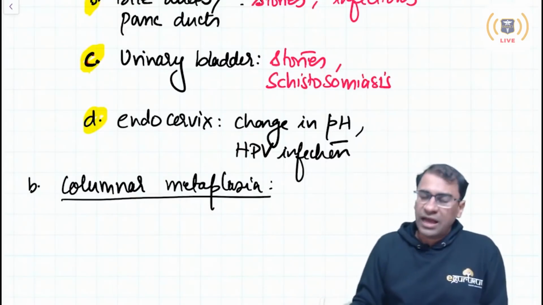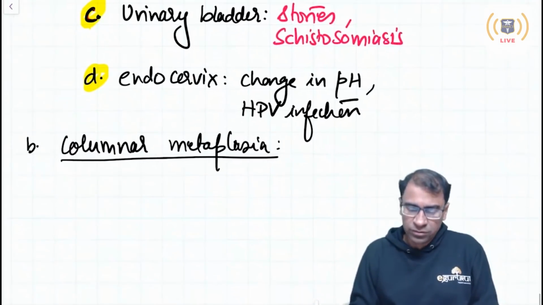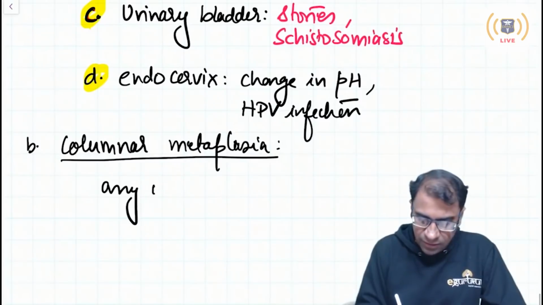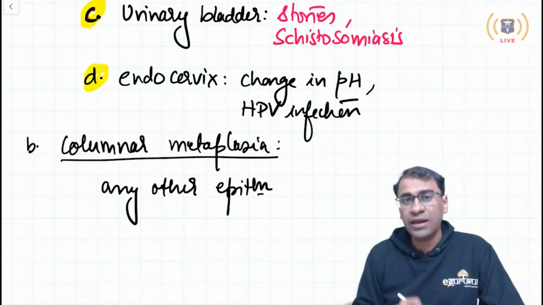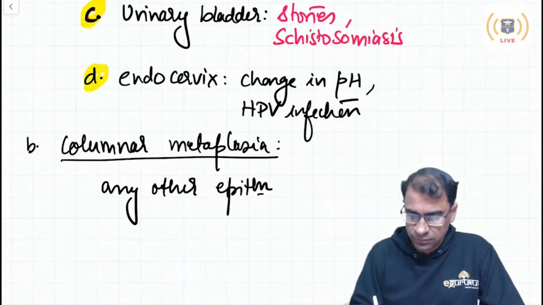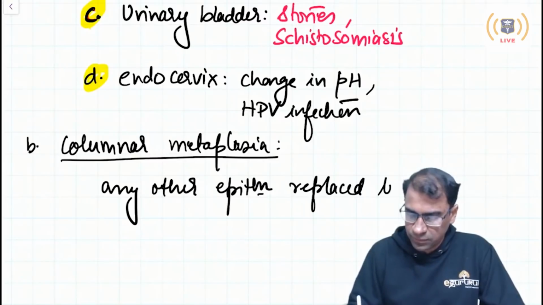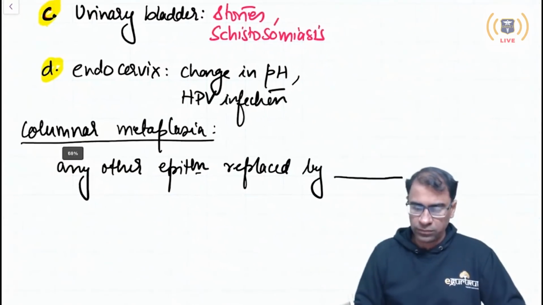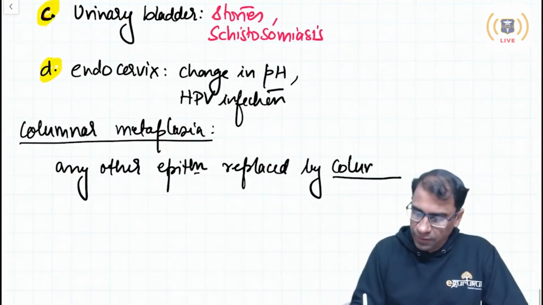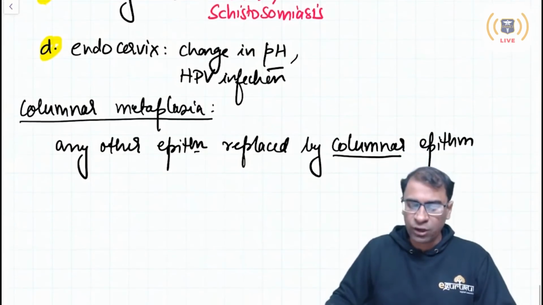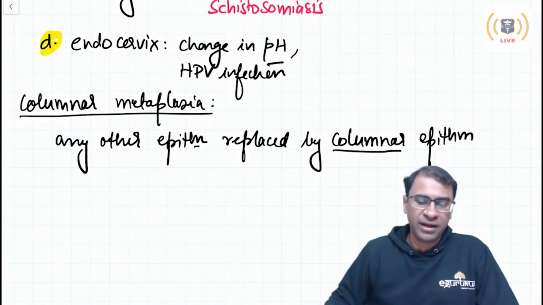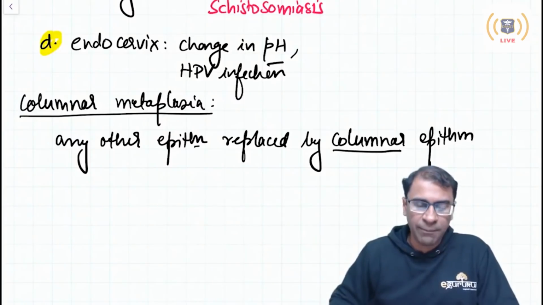Again the same definition I can put. Any other epithelium replaced by columnar epithelium will be called as columnar metaplasia.